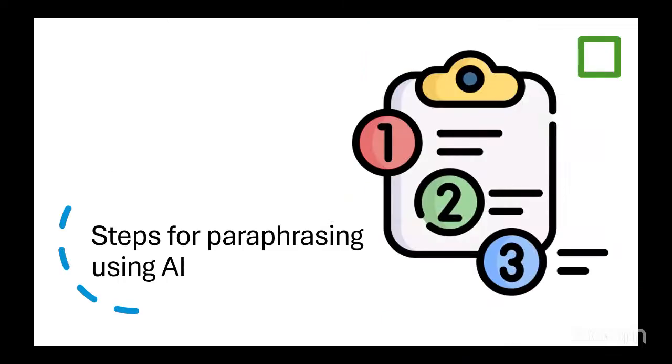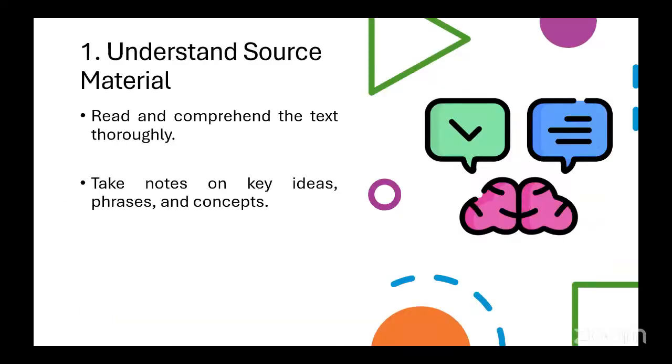Moving on to a step-by-step guide for paraphrasing using AI, giving a specific example, which is Genie AI, and how to use it to paraphrase. First of all, you have to understand the source material. This is a given, because if you want to copy an idea and not ethically steal the exact wording of the original article, you have to understand what you're writing. So first of all, read and comprehend the text thoroughly, and then take notes on key ideas, paraphrase those key ideas and concepts, and move on from there.